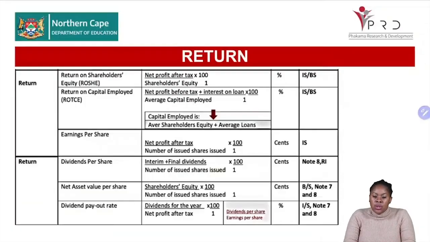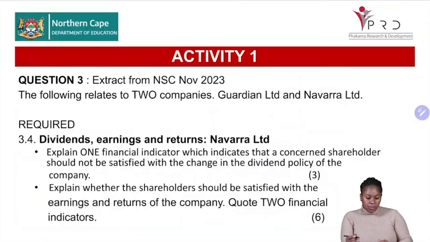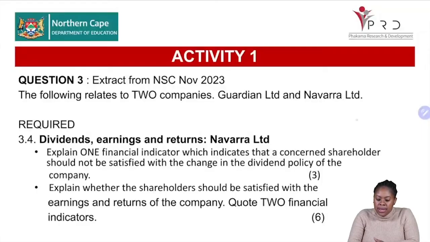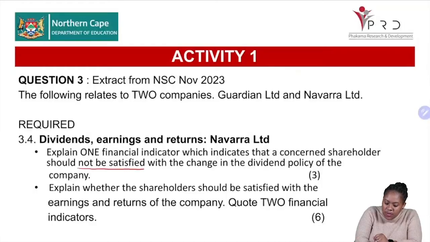So we are looking at the returns, and these are the financial indicators that are relative to returns. All right. So the question says there, the following relates to 2 companies, the Guardian Ltd and Navara Ltd, dividends, earnings, and returns. This is the heading of it, right? And then it says, explain one financial indicator which indicates that a concerned shareholder should not be satisfied with the change in the dividend policy.